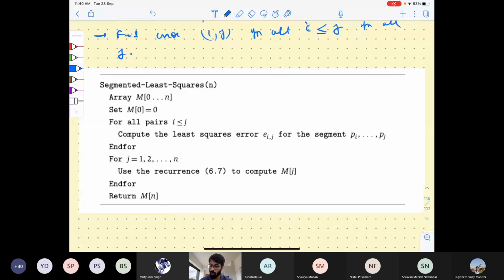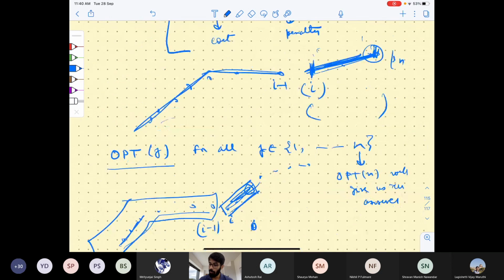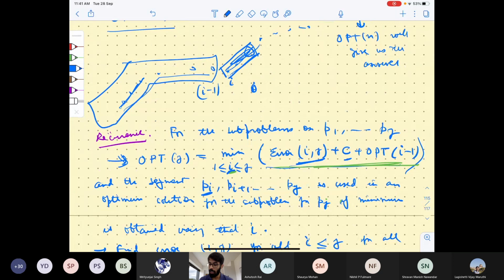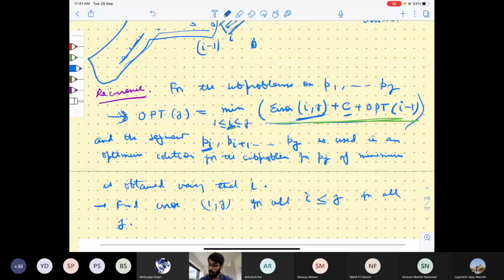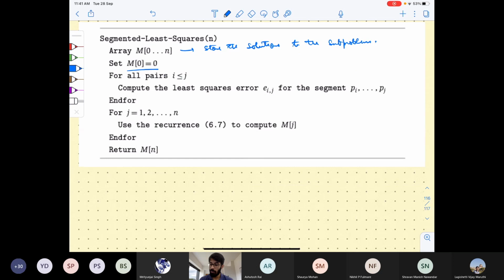And the algorithm is very simple, as I said. This is the array M that will store the solutions to the subproblems. M0 is equal to 0. You start from there. Of course, there should be a base case: when you don't have any points, there is no penalty, nothing. You need that because finally for opt of 1, you need to solve this recurrence and so on. So you start with M0 equal to 0.